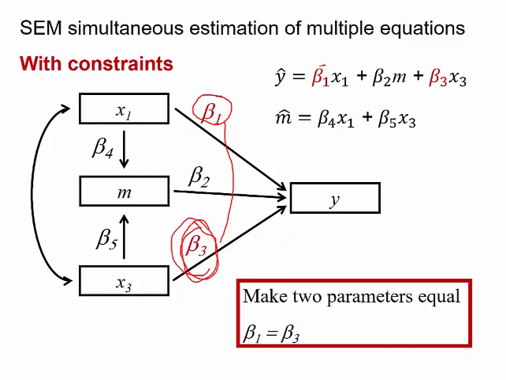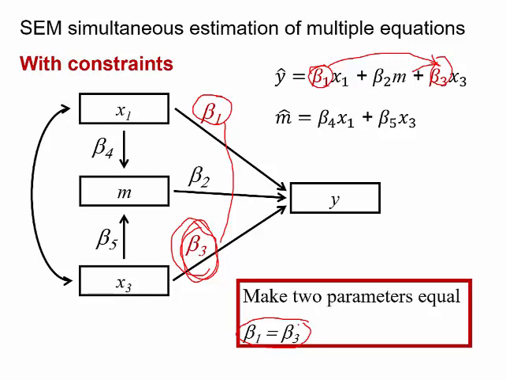So in my model here, I take beta 1 and beta 3. They're still in my model, but I'm going to make this constraint. I'm going to say they have to be equal to each other. Whatever beta 1 is, that has to equal beta 3. Beta 3 has to equal beta 1, and so forth.